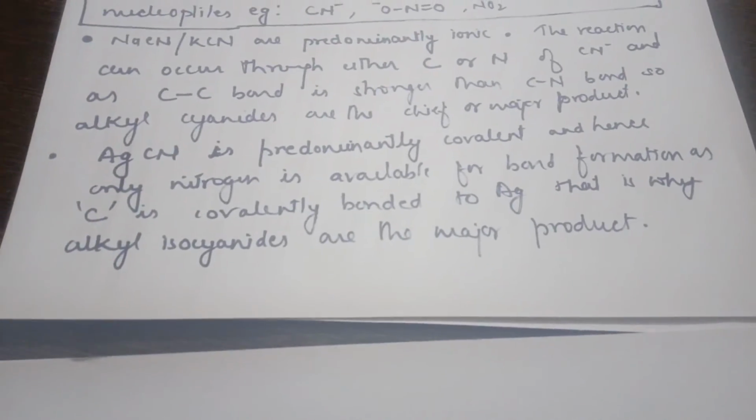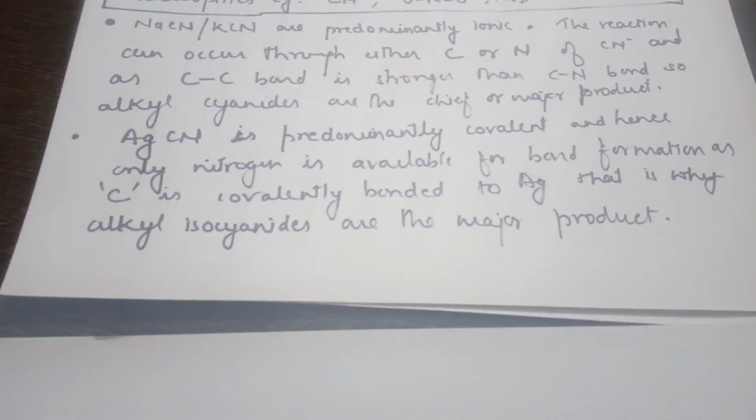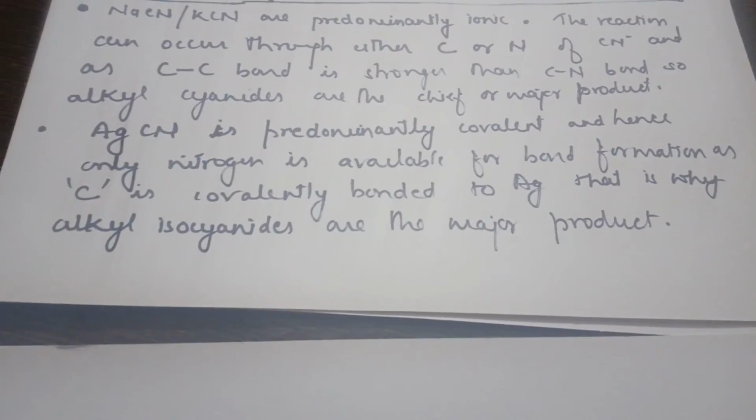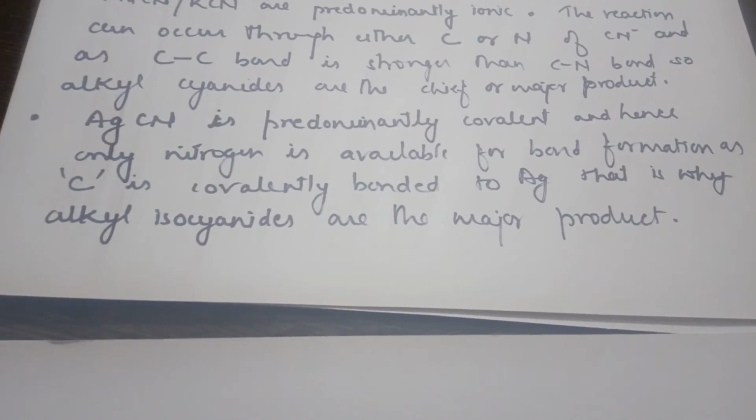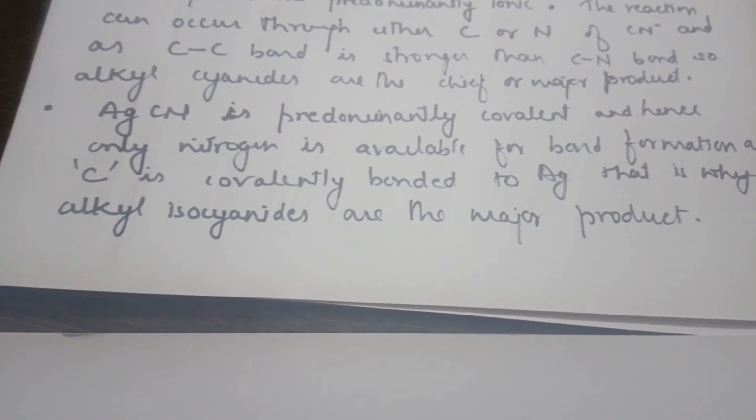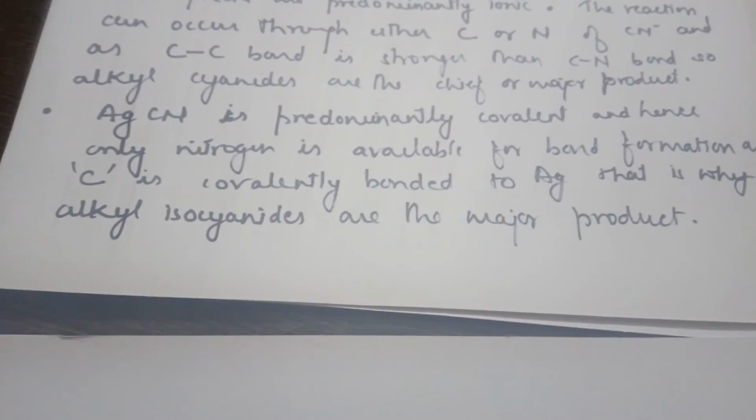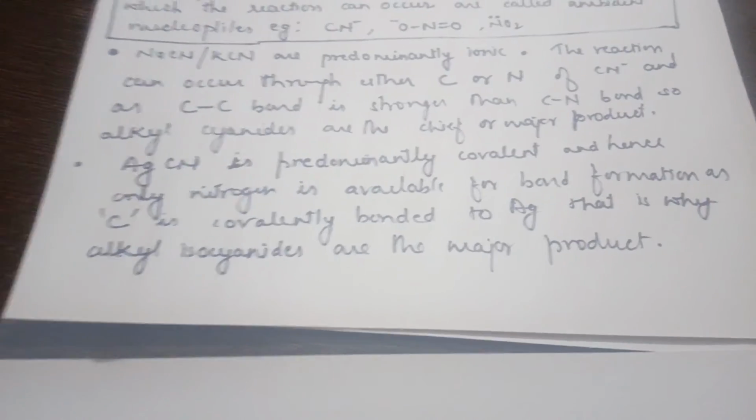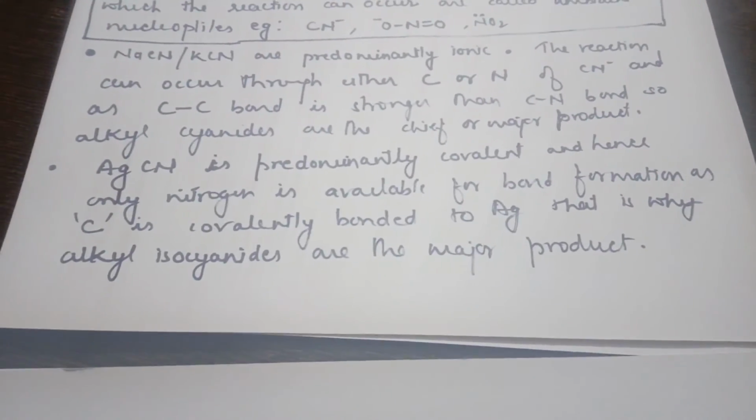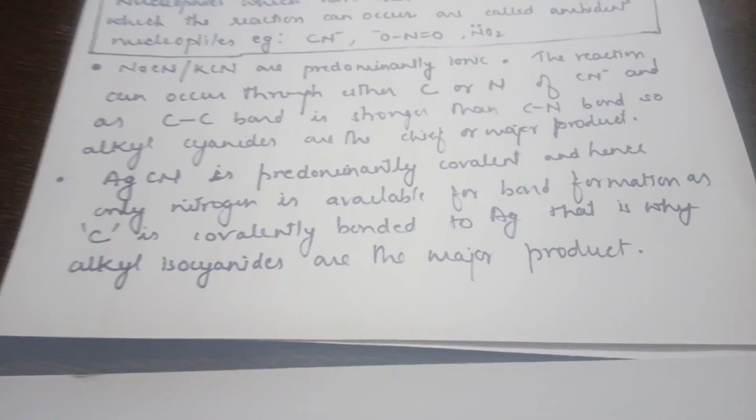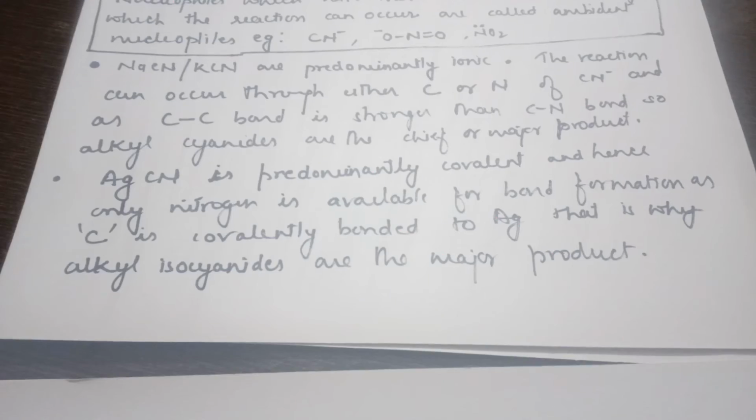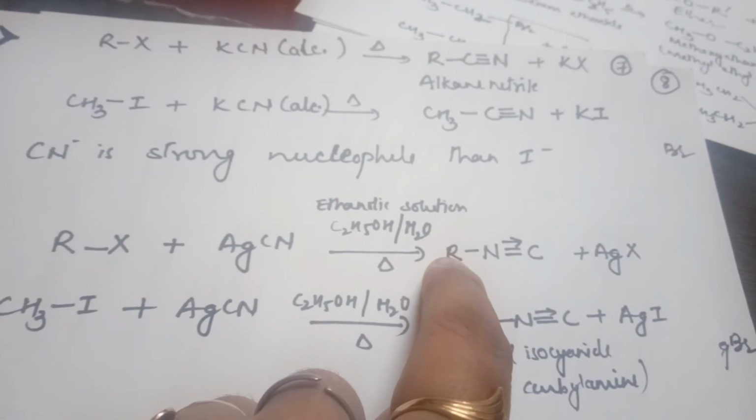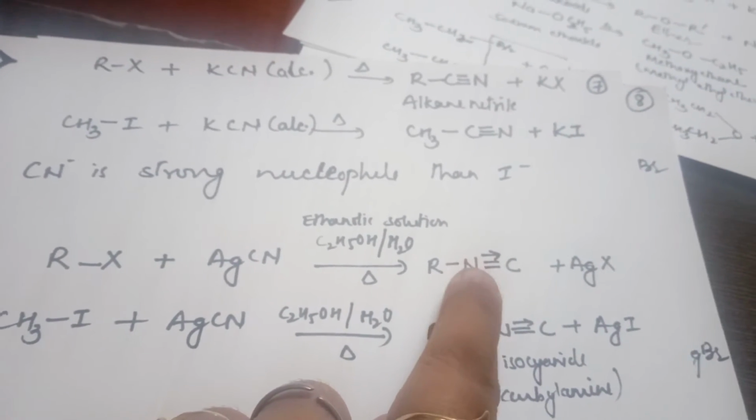Now moving forward, why in the case of AgCN is isocyanide formed, not cyanide? Now if you see AgCN, the silver and cyanide have covalent bonding, not ionic. And when the covalent bond is there, the carbon of cyanide is already involved with silver. It does not have electrons available to give as a nucleophile, because it is already bonded to silver. So only nitrogen is left from where it can give electrons. That is why only nitrogen gets bonded to the alkyl group, because only this site is left, nitrogen.